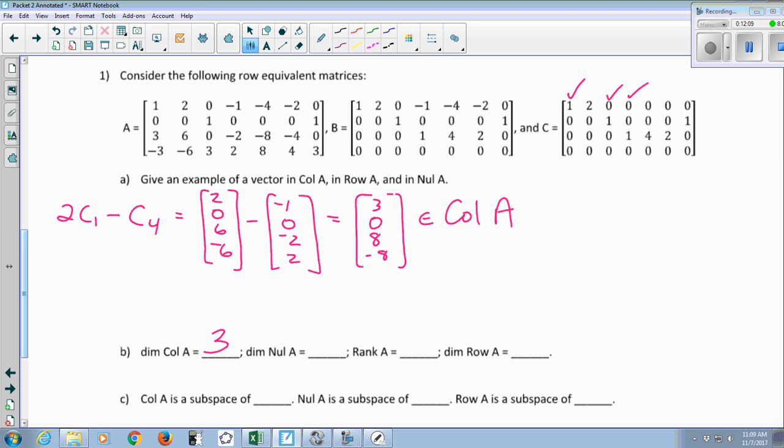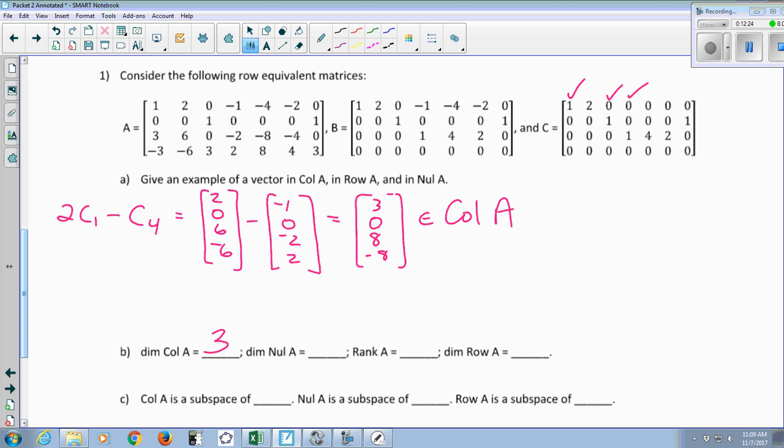Just a little reminder, that is the dimension because the way you find the basis for the column space is to identify the pivot columns and grab those columns from the original matrix A. There's 3 of them, so that's going to be the dimension of the column space.